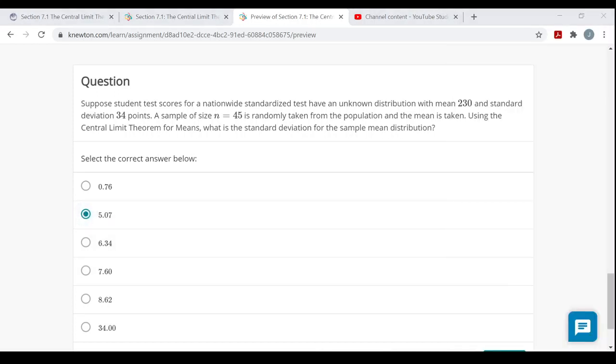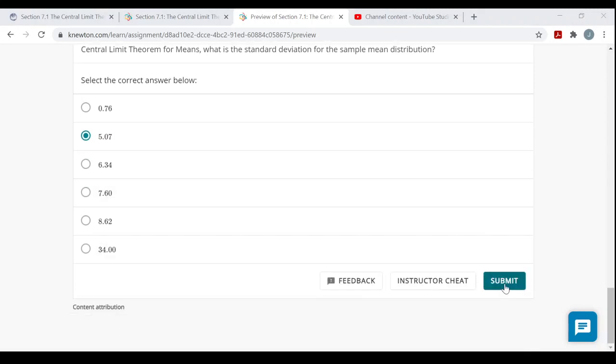So knowing those two formulas, those two relationships between the original population and that group of means that we're looking at, the averages, will be huge.